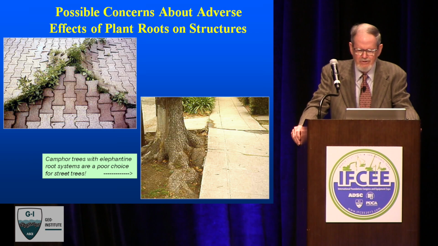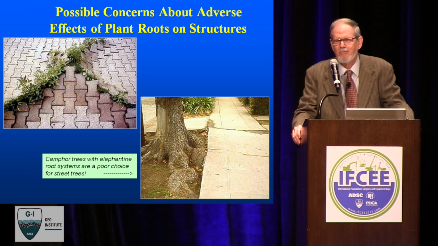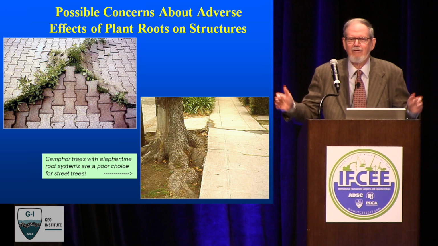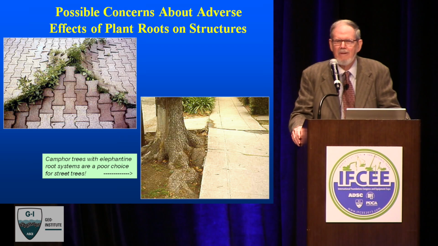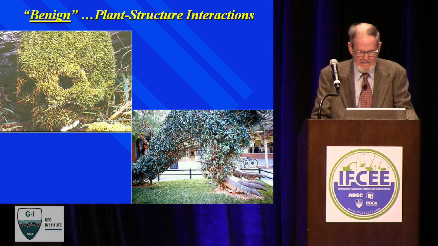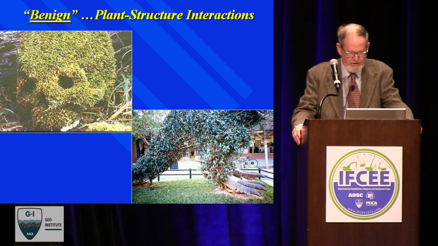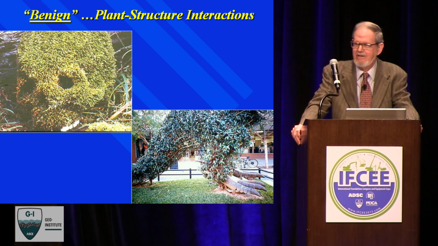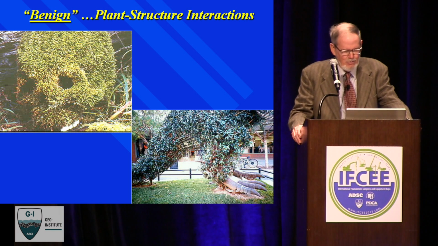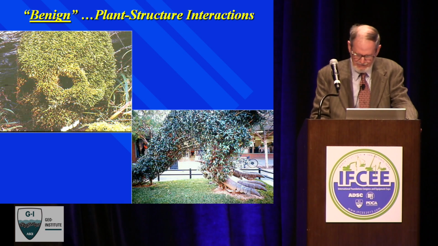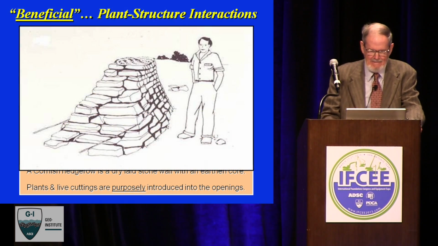I call your attention to the bottom photo on the right. The use of camphor trees, for example, is a poor choice for street plantings because camphor trees have elephantine root systems which tend to heave up pavements. In other cases, the interaction between live vegetation and inert structures is either benign, quasi-decorative, or simply amusing, as shown by these two photos.